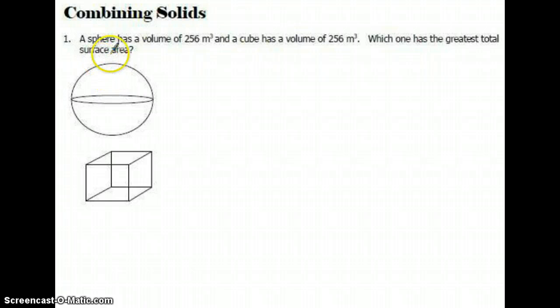So here we go. We have a sphere. The volume of this sphere is 256 cubic meters. And I know what that equals in terms of formula. 256 is supposed to equal 4/3 pi r cubed. I just can't help but write that now. I don't even know if I need that. I bet I do.